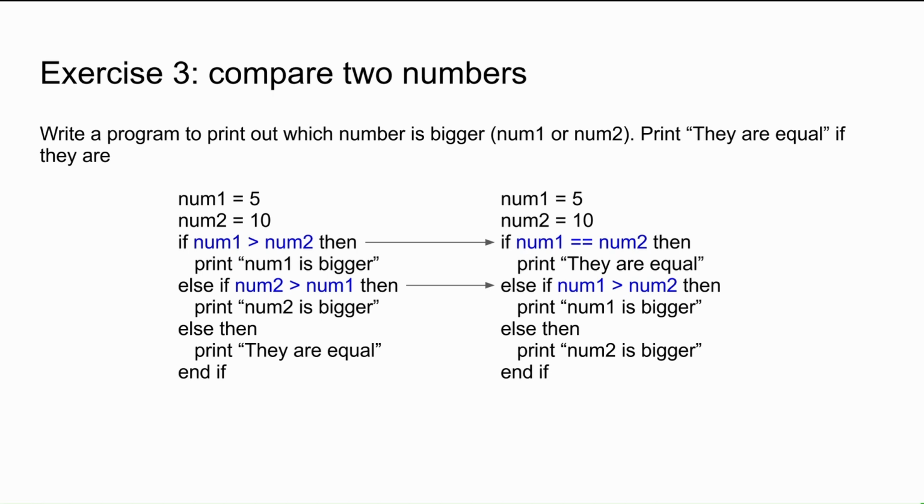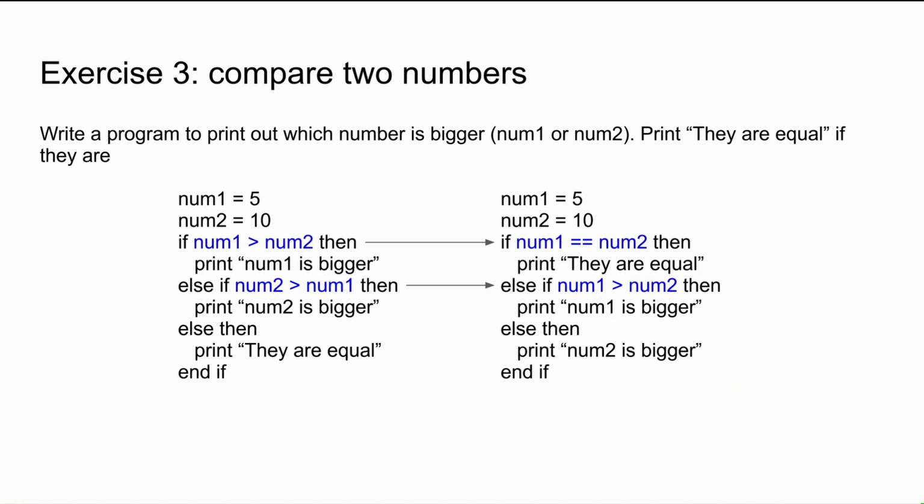Here, first, we check if the numbers are equal, and print it if that's the case. If they are not equal, we check if number 1 is bigger than number 2. If number 1 is actually bigger than number 2, we print that number 1 is bigger. Else, we print that number 2 is bigger. This is because if they are not equal, and number 1 is not bigger than number 2, then number 2 must be bigger than number 1.